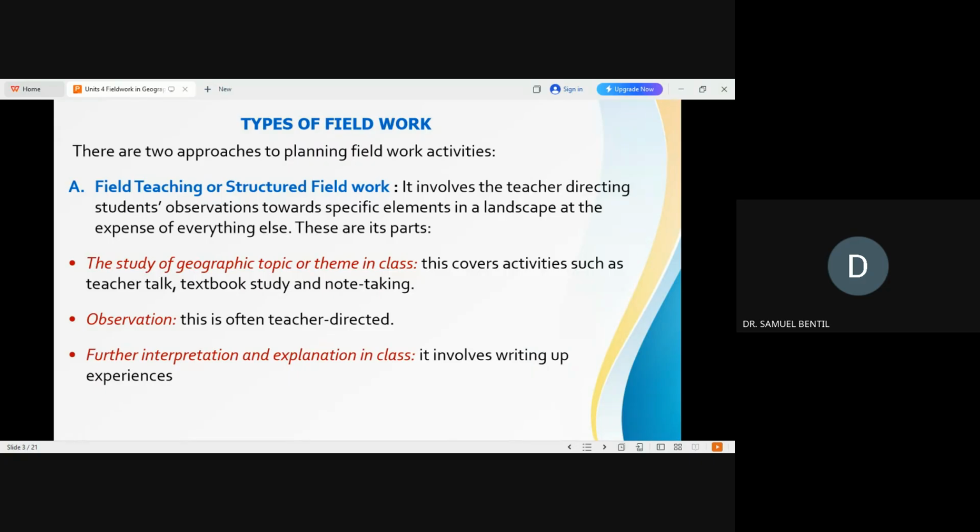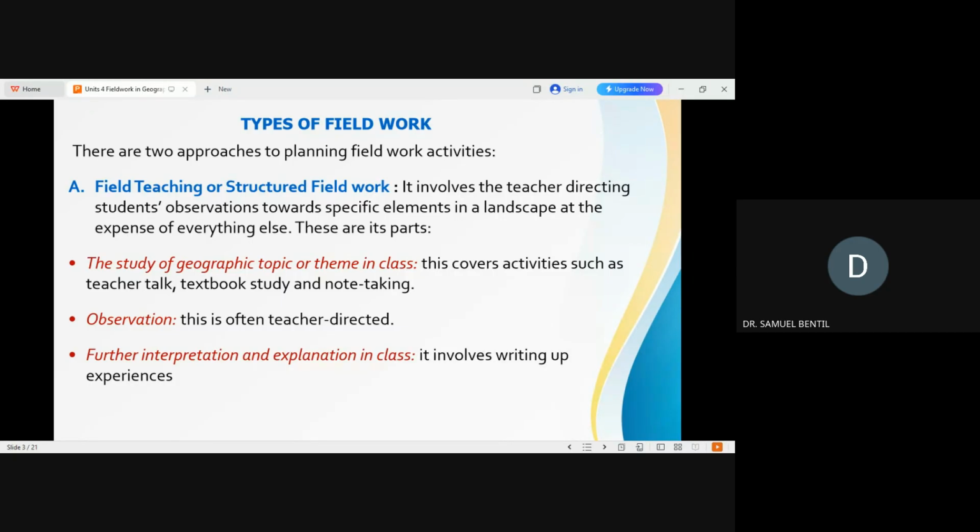So I gave an example that if I want to teach a topic like cave, using field teaching or structured field work, I would take the students to the field, let's say Commander Cave, and I will teach you to observe and tell you how this cave came about, what led to these things on the field. And you even get the opportunity to ask questions. That is field teaching or structured field work.